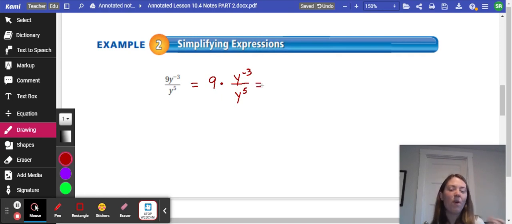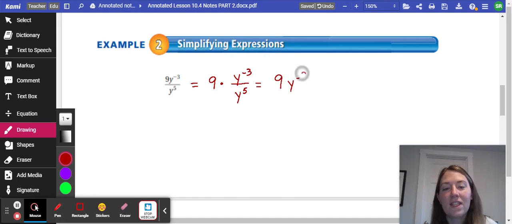Okay, if that makes more sense to you, go ahead and pull that 9 out. And now we can really see that, hey, these two powers have the same base. All I need to do is subtract their exponents. So let's do that. Now we have 9 times -3 minus 5. Remember, when we're using the quotient of powers property, we subtract the exponent. So -3 minus 5 gives us -8.